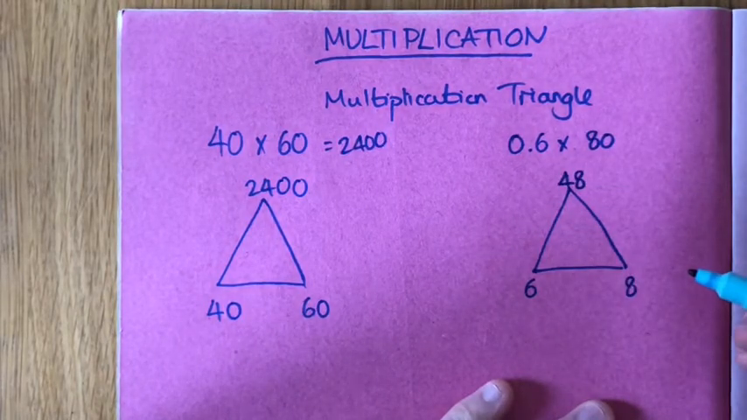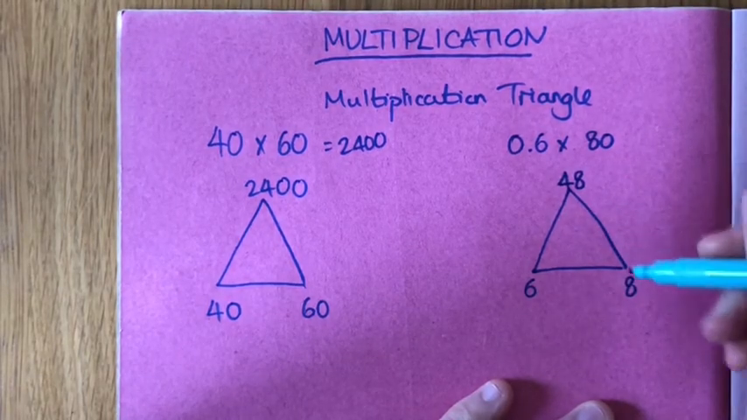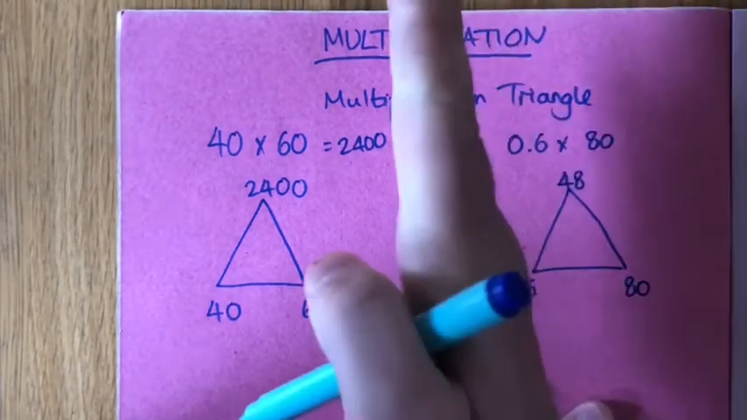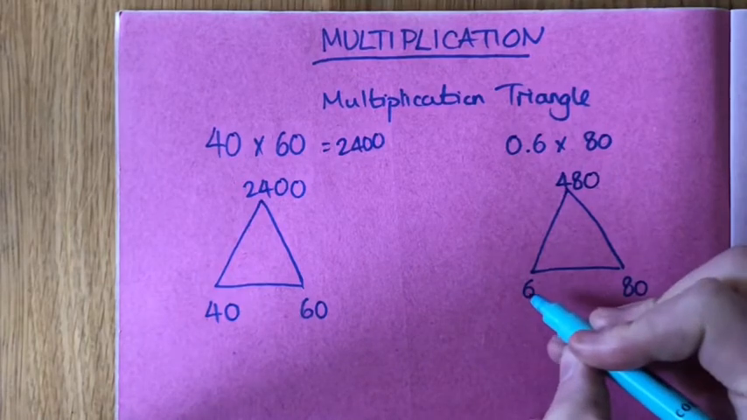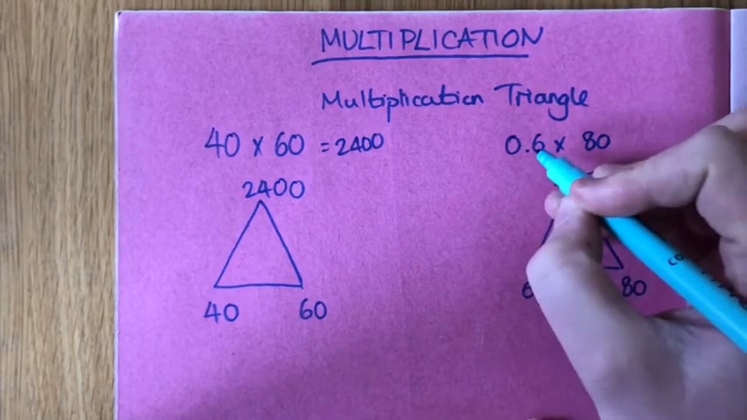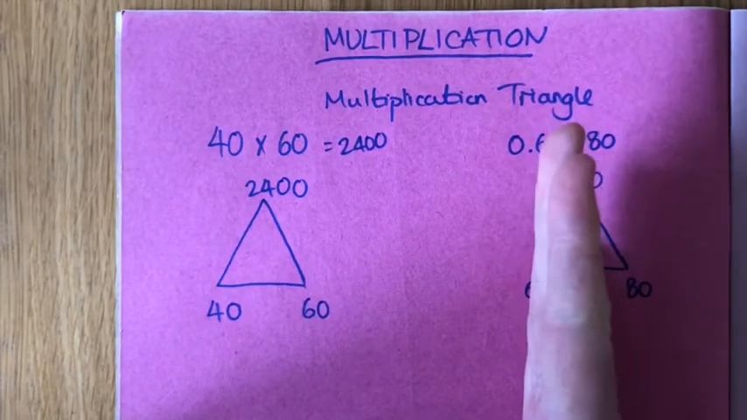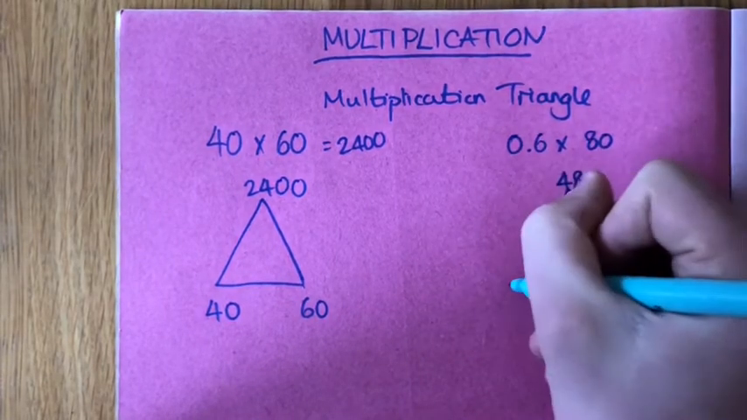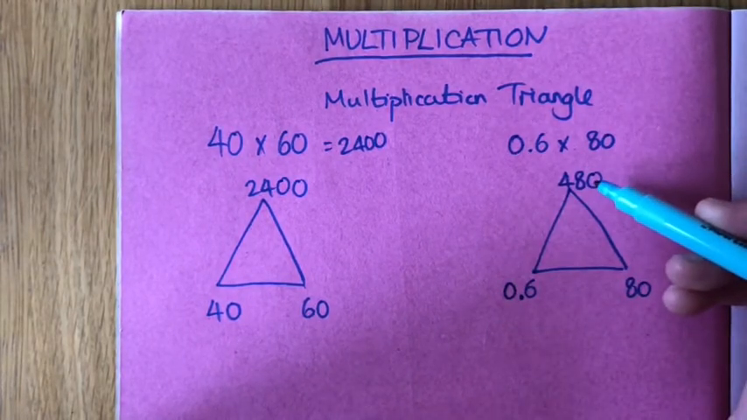So to start off with, actually, I'm going to do this way around. I've not got an 8, I've got an 80. So I need to times this by 10. And because I times this by 10, I'm going to times this by 10. So it all moves up one. So that's going to be 480. Then at this point, I've got a 6 and I need a 0.6. So actually I need to divide it by 10. So everything's going to move down one column. So that becomes 0.6. And because I've divided this by 10, I need to divide this by 10.